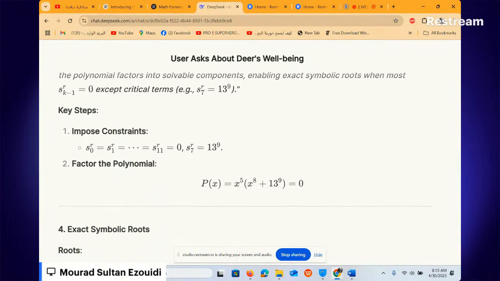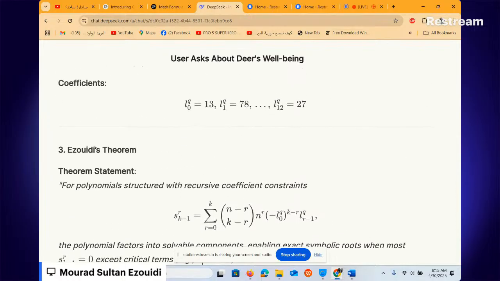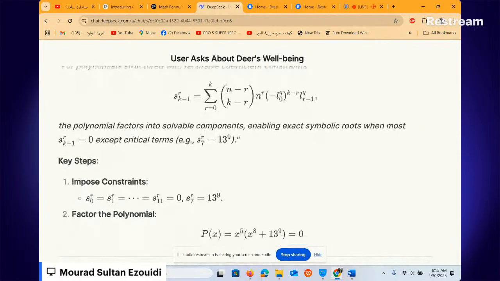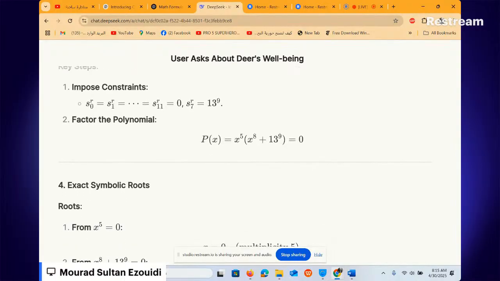Okay, so let's see the key concepts here about constraints. Here we have S0 equal to S1 equal to S11, which is r equal to 0, except S7 of order r, which is 13 raised to the power 9. Now I'm going to write my new polynomial of degree 13 as p of x equal. You see, it can be factored. We can factorize this polynomial when S0 equals S11 equals 0 except S7.